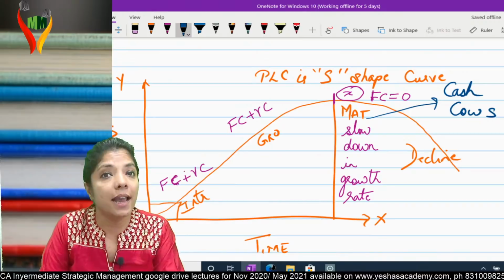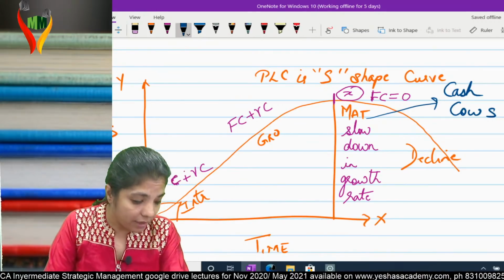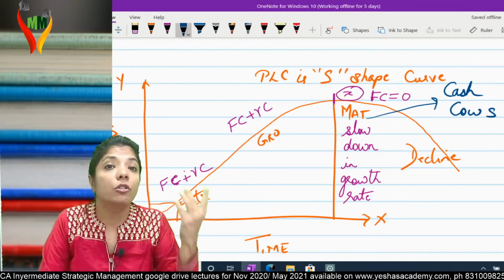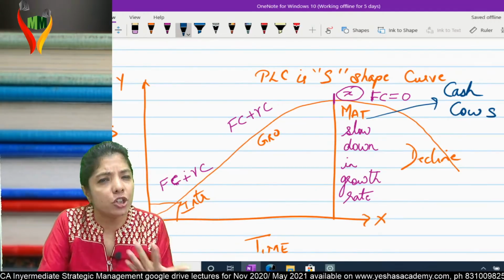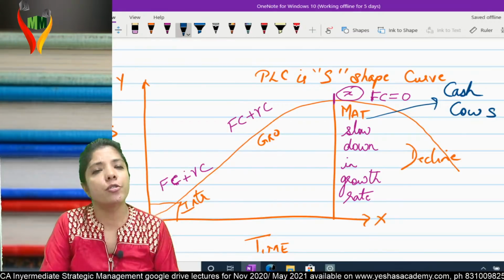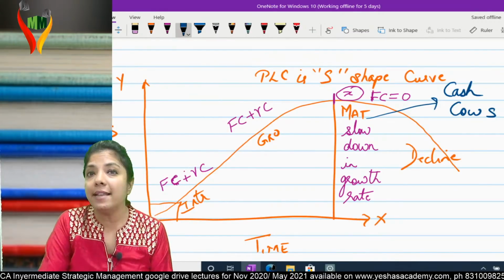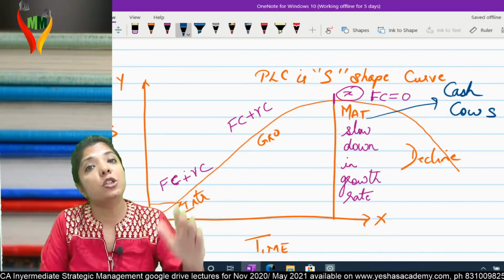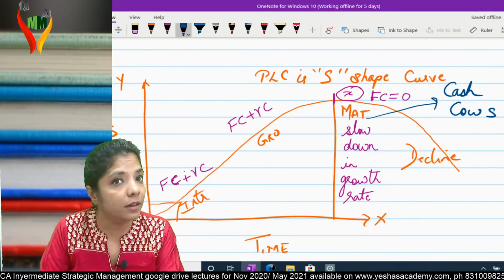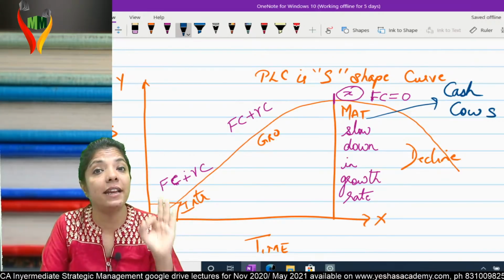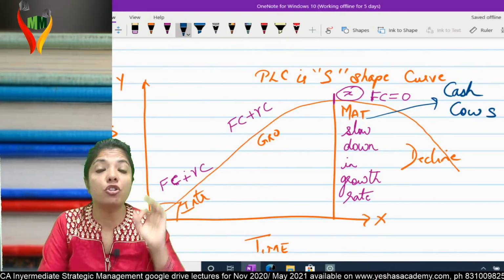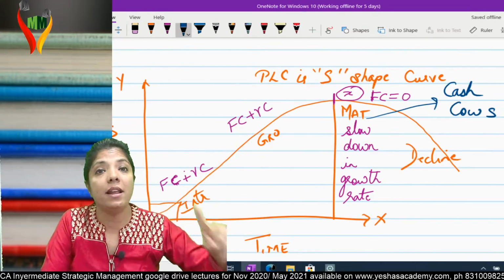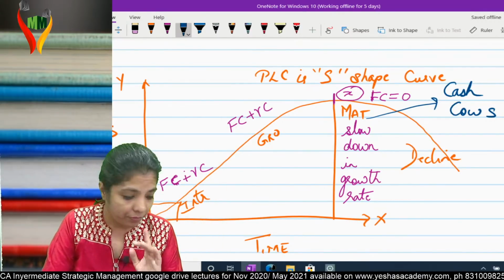Can I go ahead? Is this clear? Any problem till here? I hope I'm very clear. Is PLC clear? Simple, tell me, before entering into any industry, shouldn't I know where the product lies in the PLC? Whether it is the introduction phase, growth phase, maturity phase or decline phase. Clear? You should never enter in the maturity phase. Maturity phase is only for those people who are already players in the market.